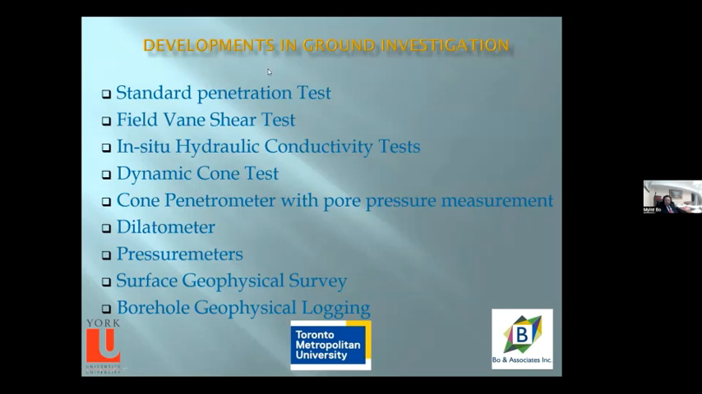Throughout history, the ground investigation is a very important phase of the geotechnical project. In ground investigation, especially in situ testing, many developments were made, starting with the standard penetration test, vane shear test, in situ hydraulic conductivity test, dynamic cone test, cone penetrometer with pore pressure measurements, dilatometer, pressuremeter, surface geophysical survey, and borehole geophysical logging. These are some of them, but this is not exhaustive.